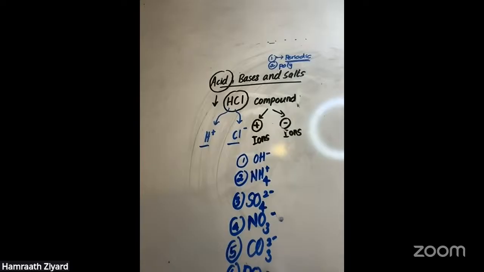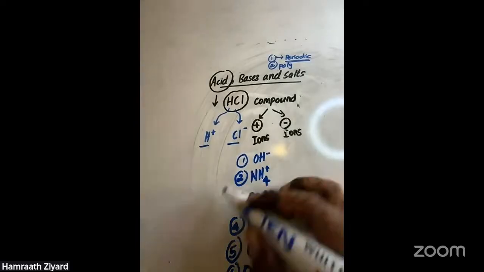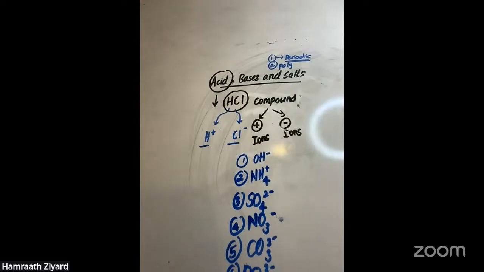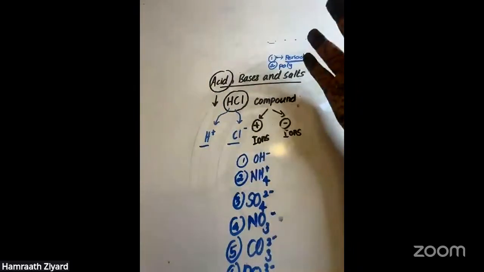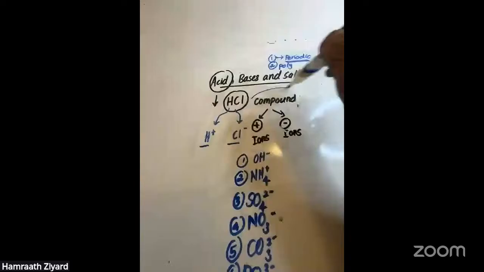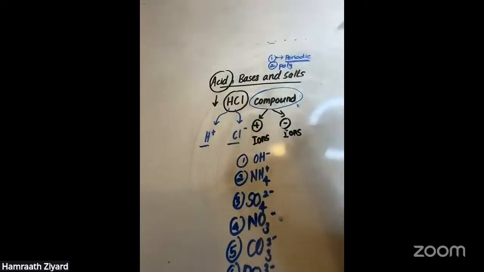So why do we need this? What's the reason we have to know these polyatomic ions? Because in chemistry, polyatomic ions appear again and again in your paper. When we study chemistry, we have to know the polyatomic ions. Now here we are learning about compounds, right? We already studied in unit 3, right?